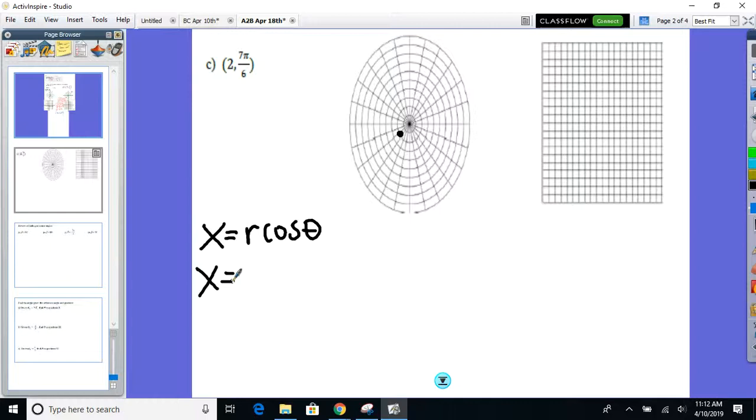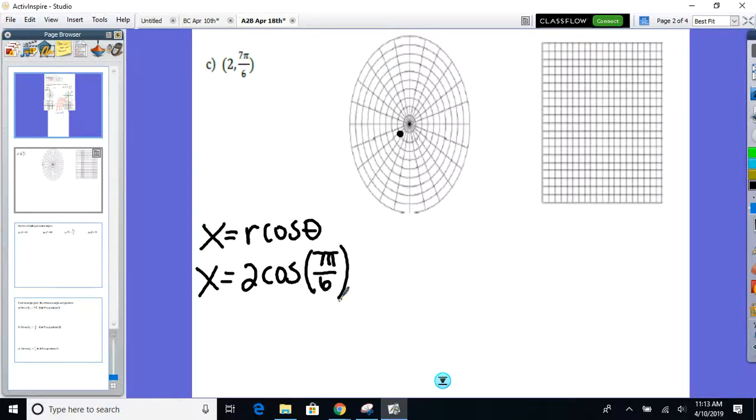What's the R value in this case? 2, and you're going to do cosine 7 pi over 6. You guys that are in degree mode, we should be able to convert this pretty quick. Pi over 6 was what? 30 times 7, 210. So that's 210 if you're in degree mode.